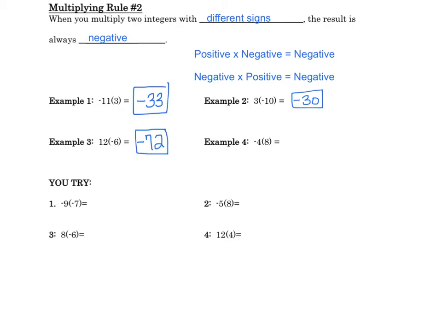And lastly, example 4, we have a negative 4 times a positive 8. A negative times a positive is a negative, and 4 times 8 equals 32. So your answer is negative 32.